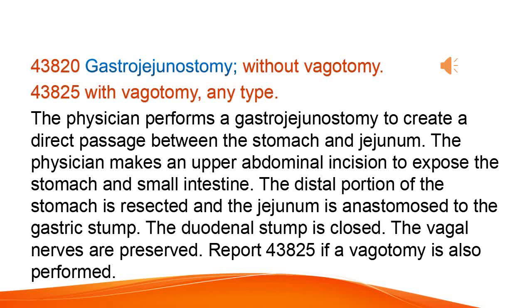The distal portion of the stomach is resected and the jejunum is anastomosed to the gastric stump. The duodenal stump is closed. The vagal nerves are preserved. Report 43,825 if a vagotomy is also performed.